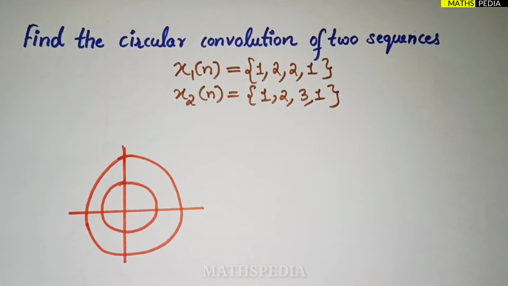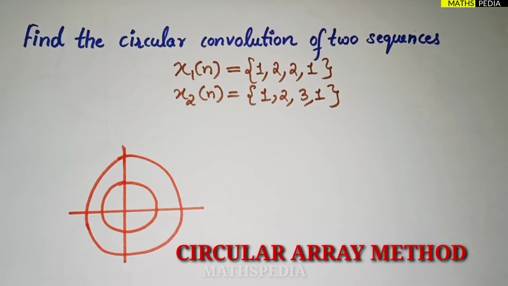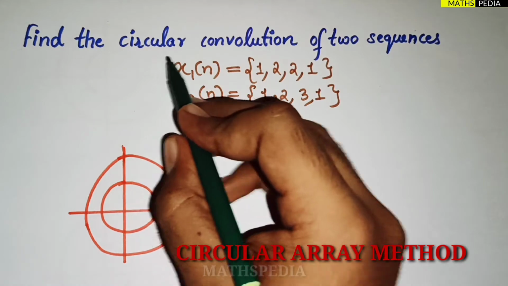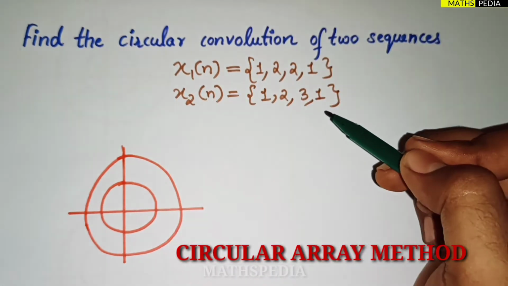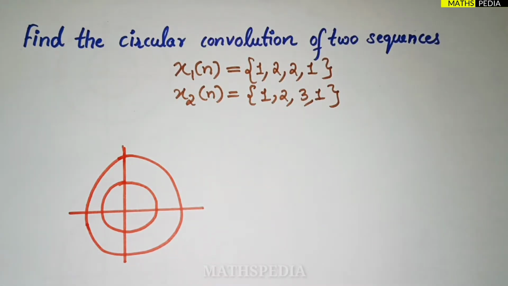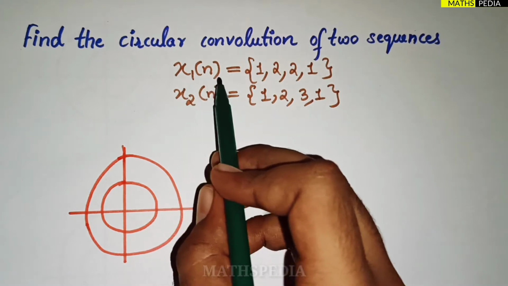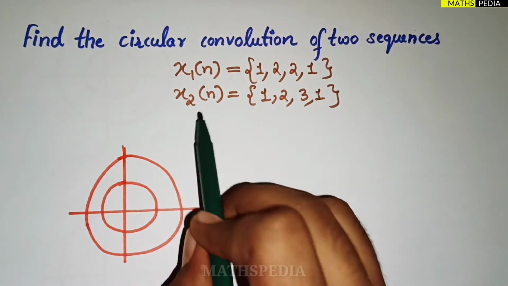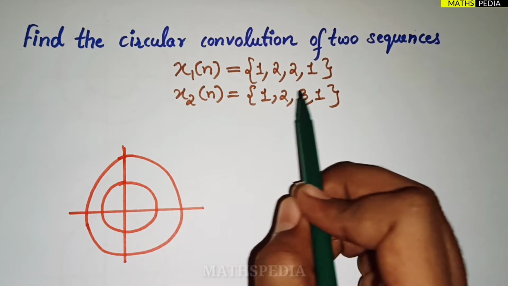In this video, we'll solve one problem based on circular convolution. We need to find the circular convolution of the two sequences given here. The first one is x1 of n equal to 1, 2, 2, 1. The second one is x2 of n equal to 1, 2, 3, 1.